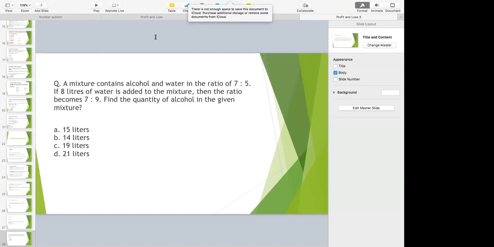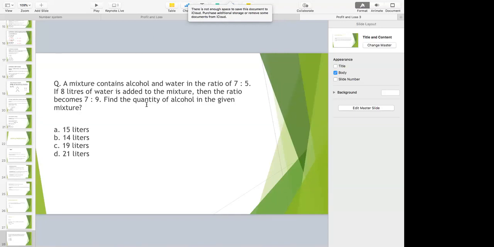So when you have identified that the quantity of alcohol in the initial and the final mixture is same, and the ratio value of alcohol is also same in the two ratios, then you can simply compare the actual change of water with the ratio change of water. So actual change is 8, ratio change is 4. So because of this ratio value of 4, we are having an actual amount of 8 liters.